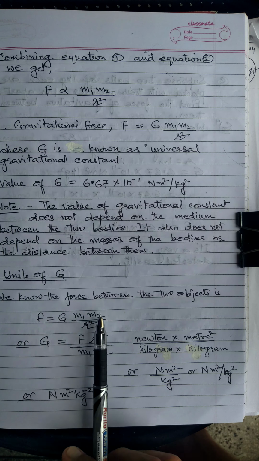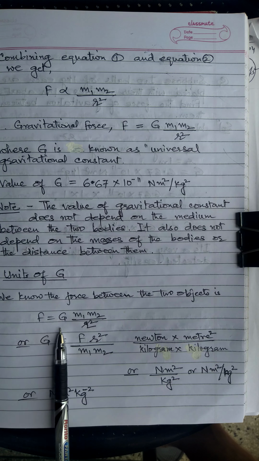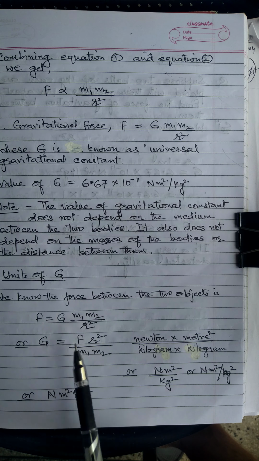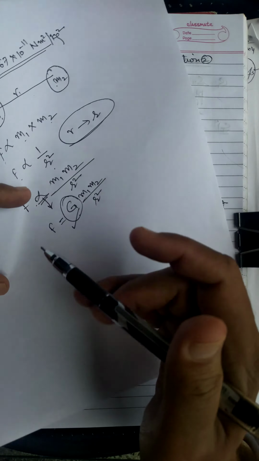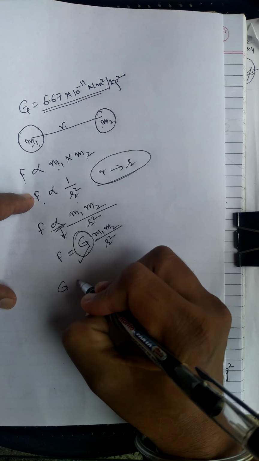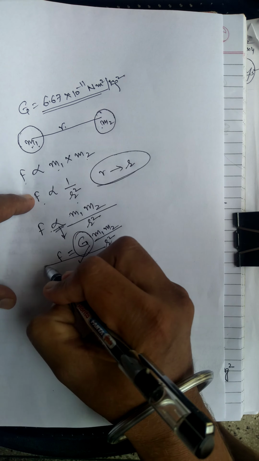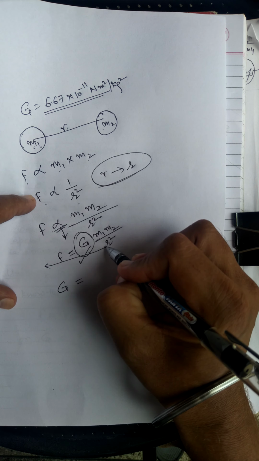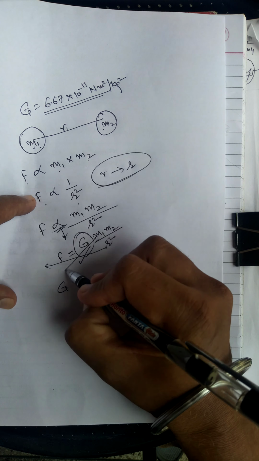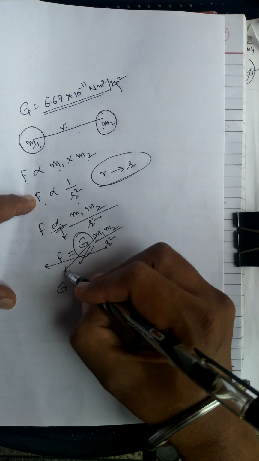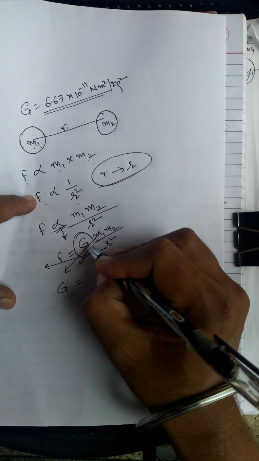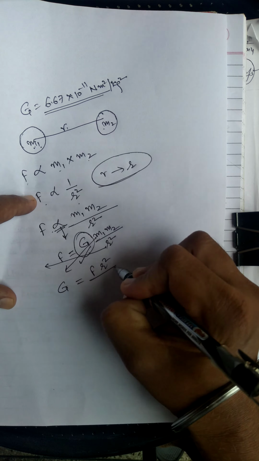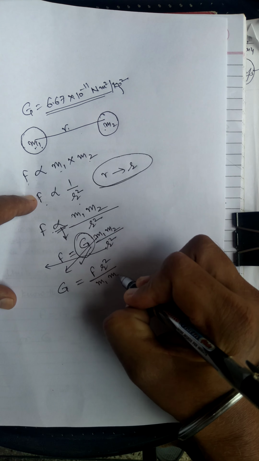We know the force between the two objects is F = G m1 m2 / r². So we will write G is equal to this. This r² becomes the numerator, and this becomes the denominator. So we will write G = F r² / (m1 m2).